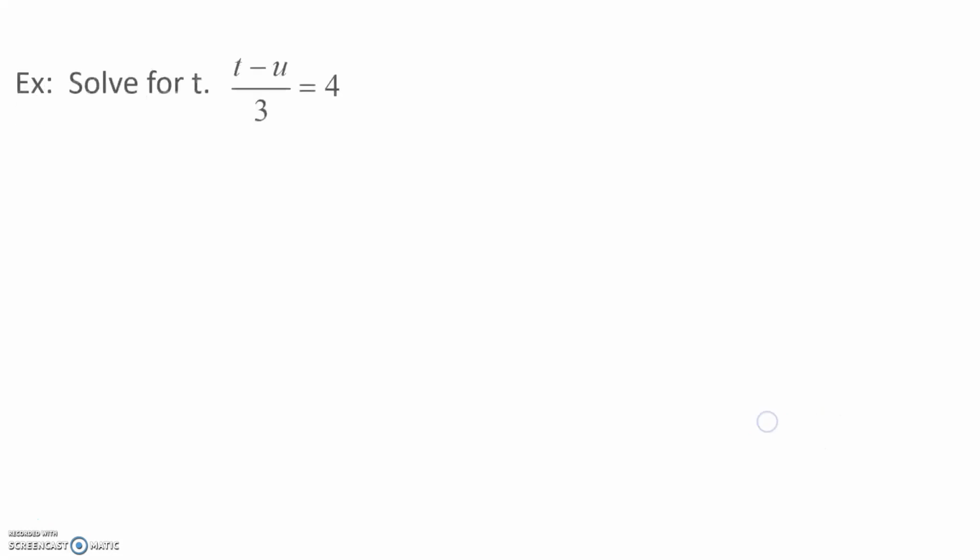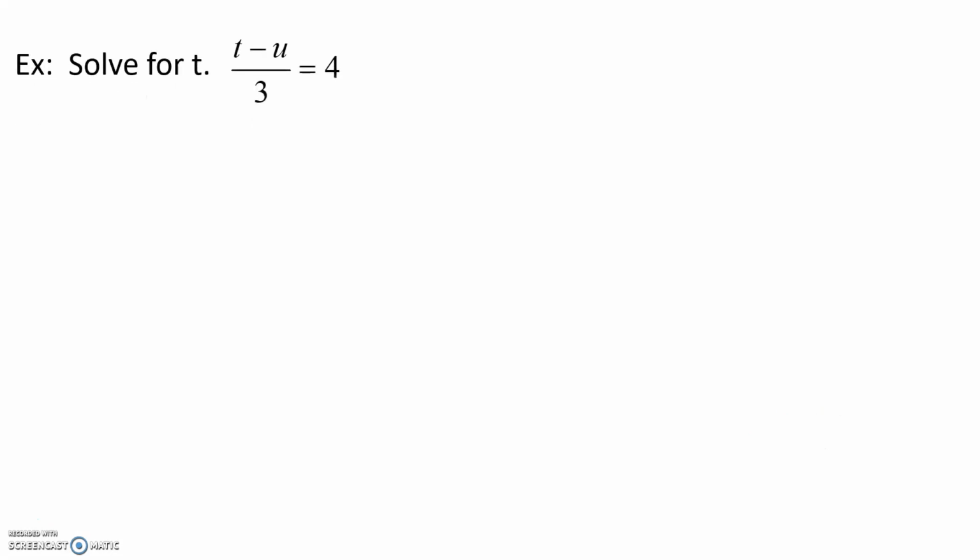Here's an example. Let's solve for t. I'm going to rewrite this. We have t minus u over 3 equals 4. Now, we're solving for t, and remember the first step was if the variable we're solving for is in a fraction, then clear the fraction. So since the t minus u is being divided by 3, we are going to multiply the left side of the equation by 3 in order to clear the fraction. And if you multiply the left side by 3, we multiply the right side by 3 as well.